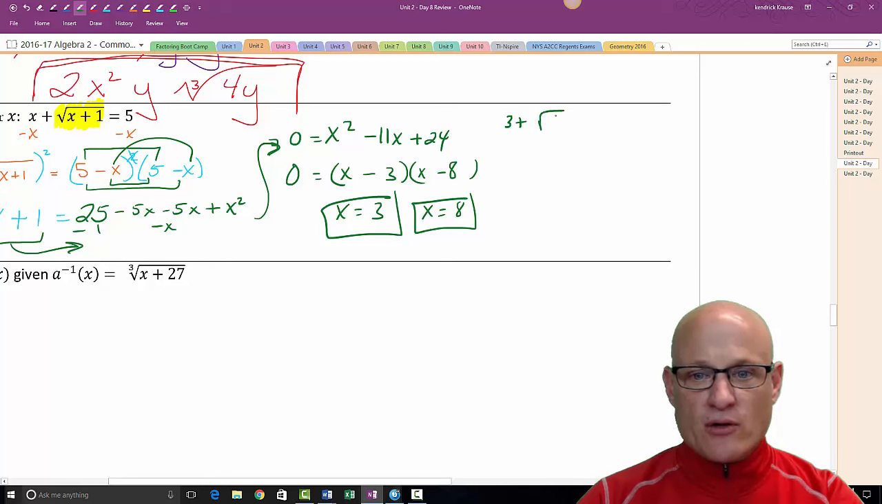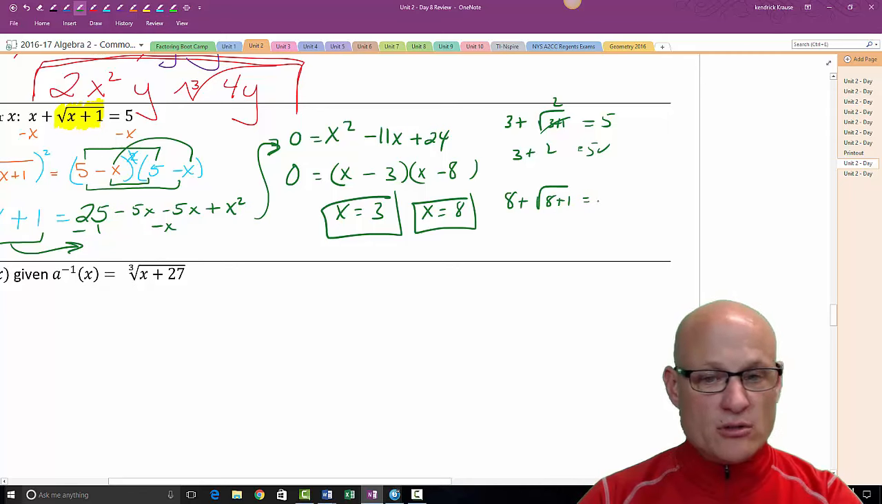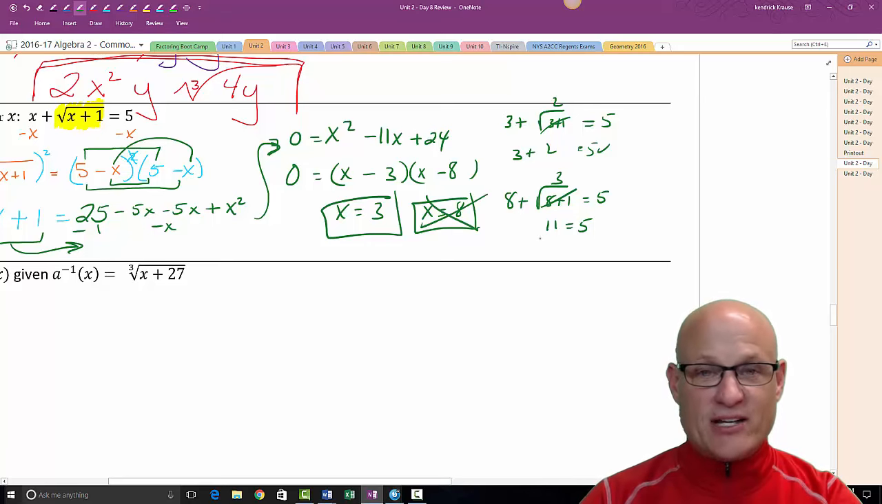3 plus the square root of 3 plus 1. Does that equal 5? Well, this is 3 plus, this is 4. That's 2. 2 equals 5. Yes. 8 plus the square root of 8 plus 1. Does that equal 5? Square root of 8 plus 1 is 9. The square root of 9 is 3. 8 plus 3 is 11. 11 does not equal 5. It appears as if 8 doesn't work.